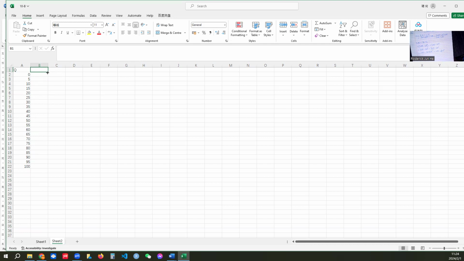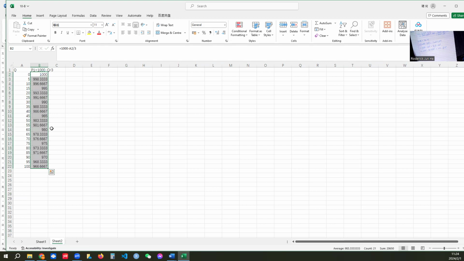You can directly draw that, but I'm going to do the detail to demonstrate it clearly to you. So the first one, price equals 1,000 minus a third of Q, which is Q over 3. So that is to say 1,000 minus Q over 3, where Q is this one. And then we drag it down. We have the price for each case.